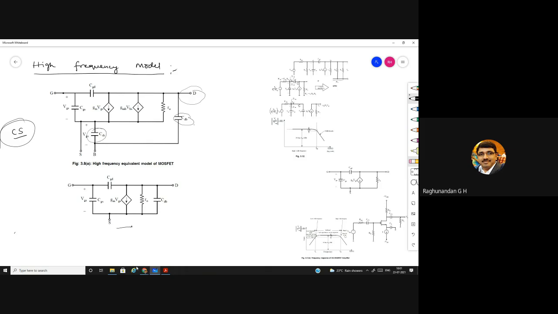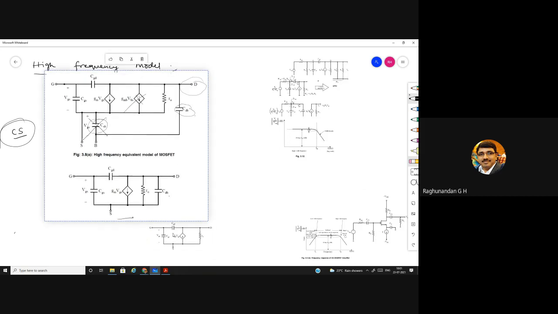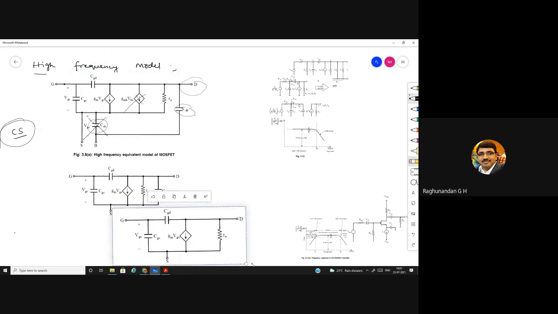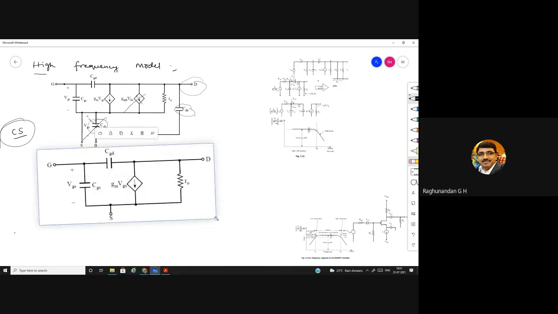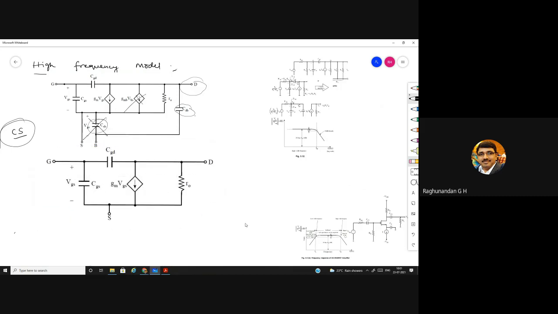So based on that, in the next step, we are going to ignore this one and this one. These two are ignored compared with the higher values of the capacitance and the current source. Again, this can be further simplified by neglecting CDB, and you can write it this way. So this is the more simplified circuit, and we are considering r naught only.